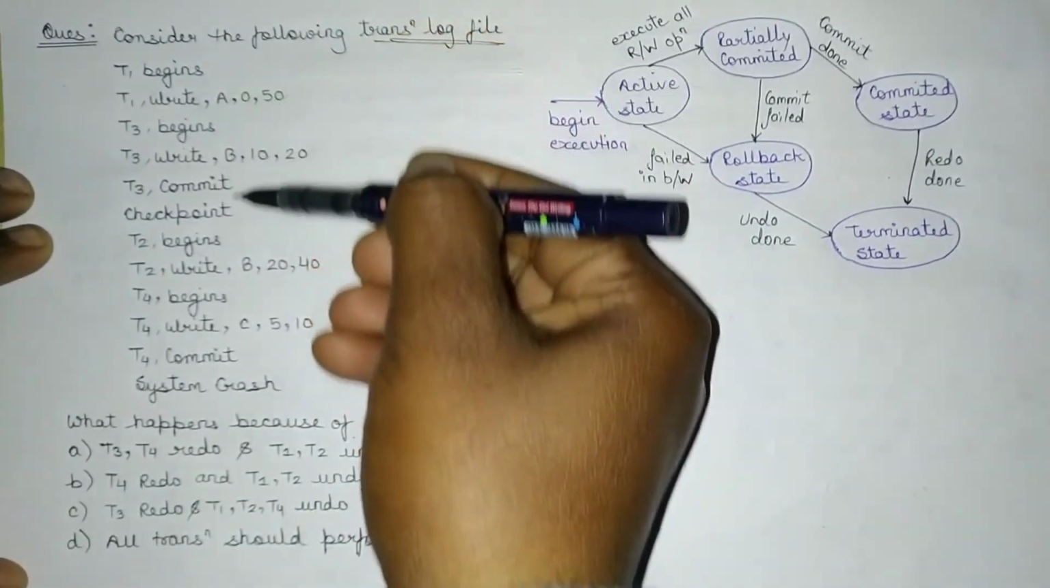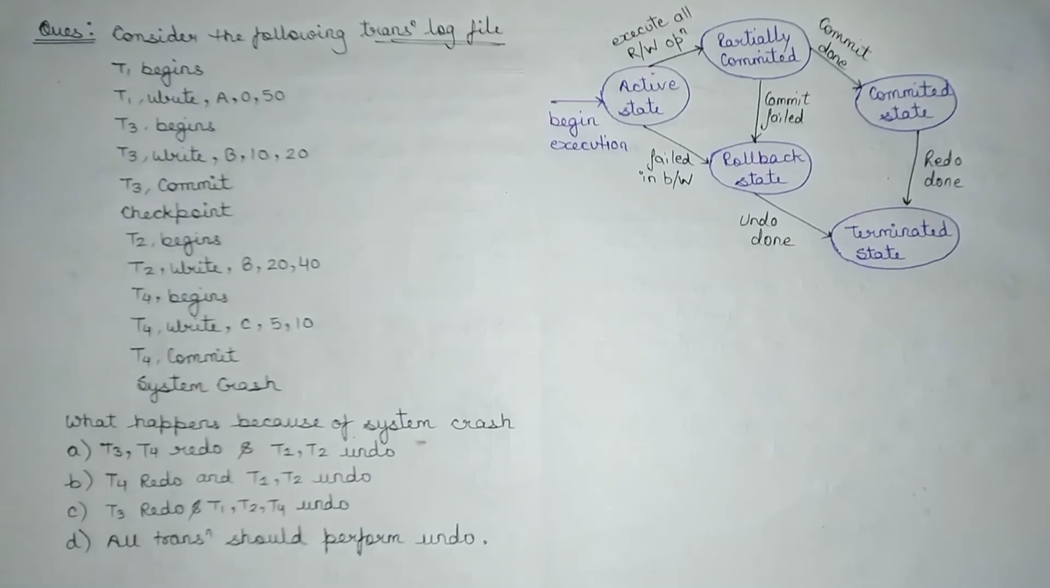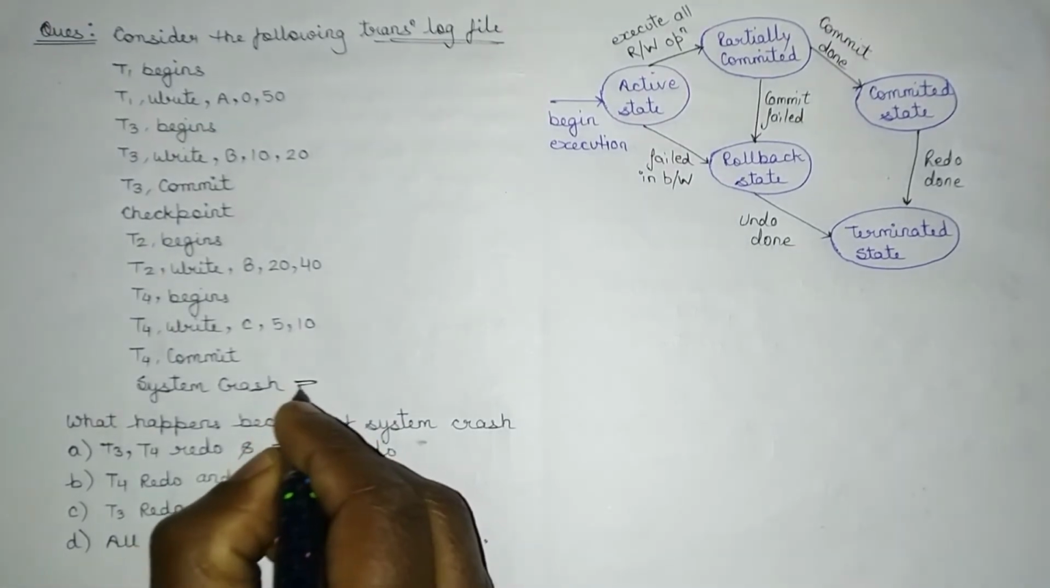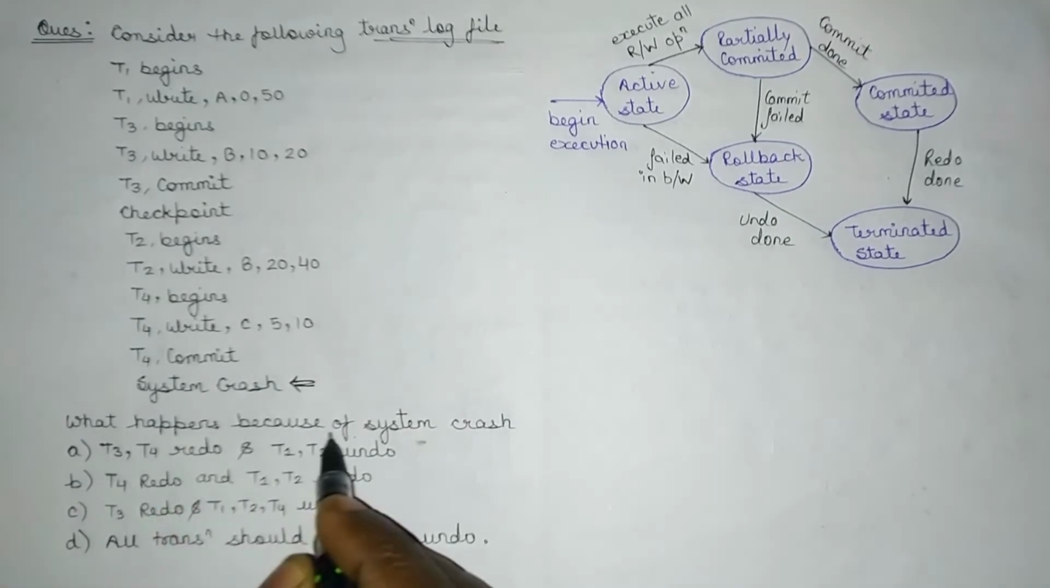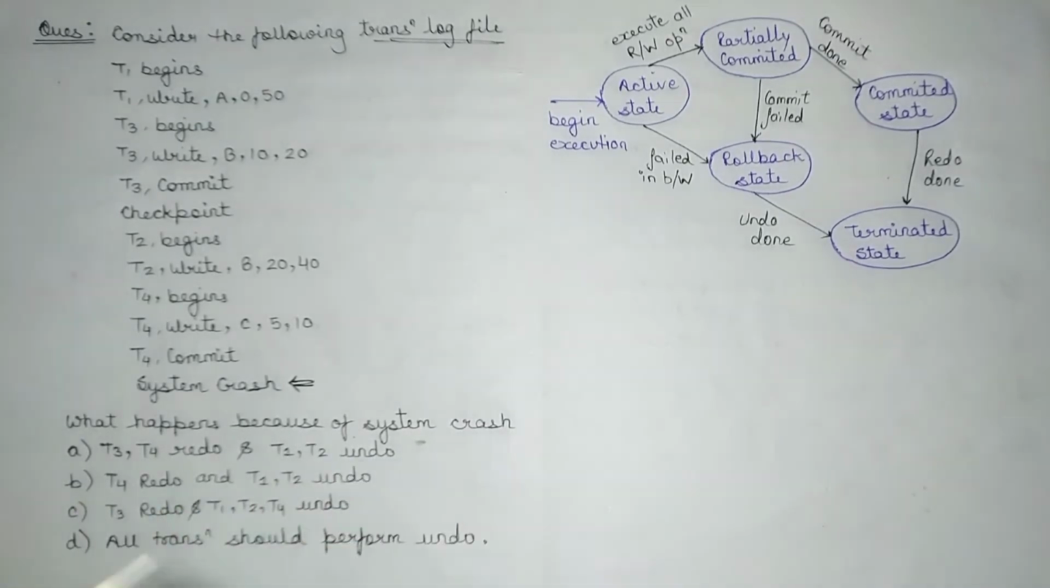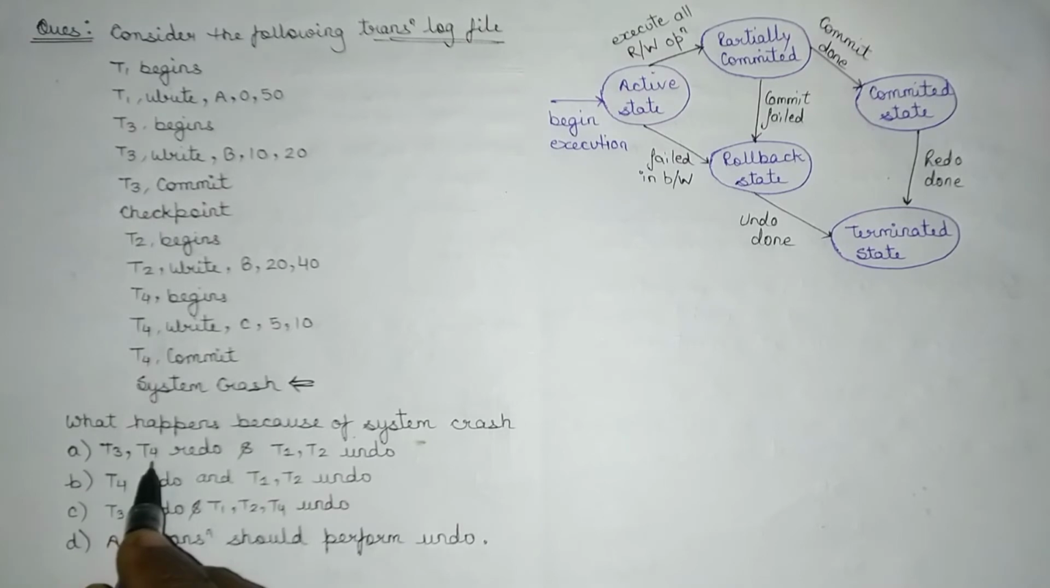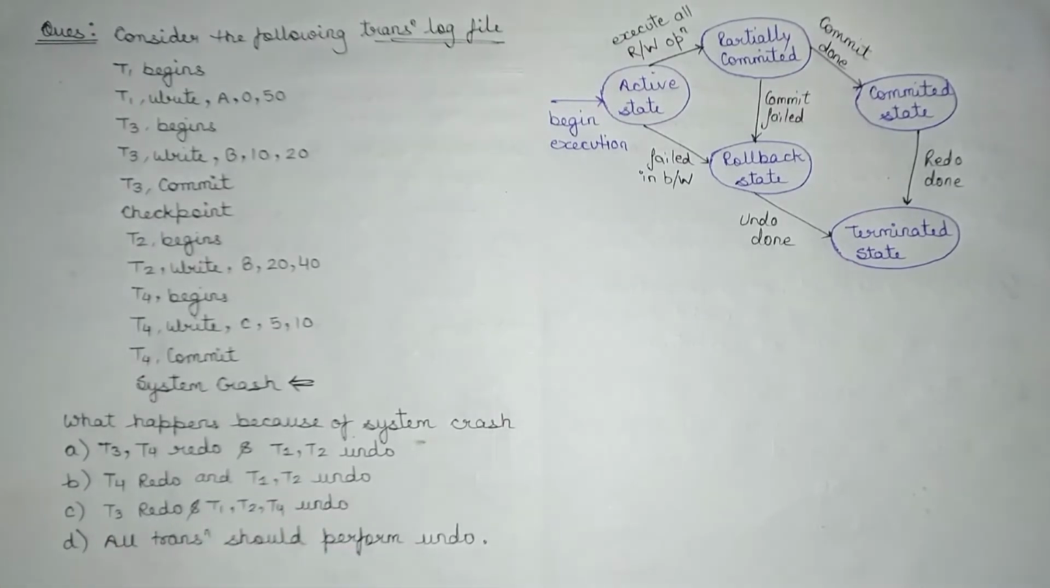This is the transaction log file, and in the end we are having a system crash. So it is asking what happens because of the system crash. Some options are: T3 and T4 will redo, and T1 and T2 will undo. So now let's try to understand that.